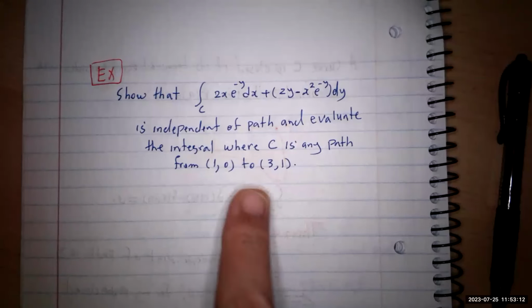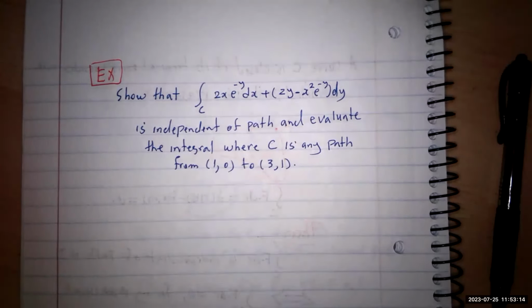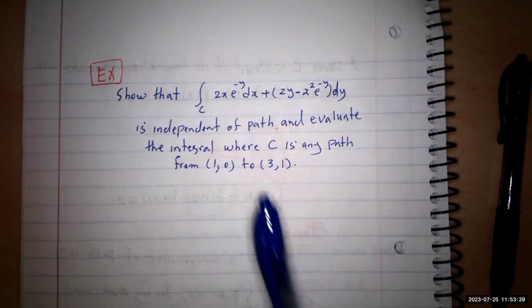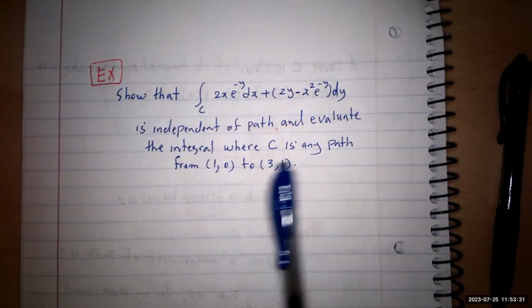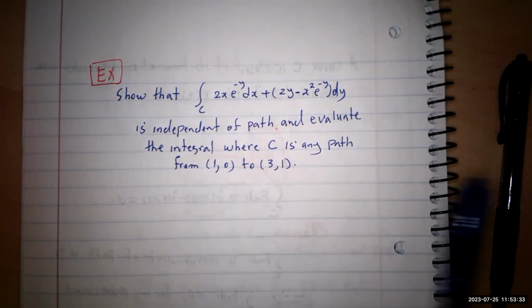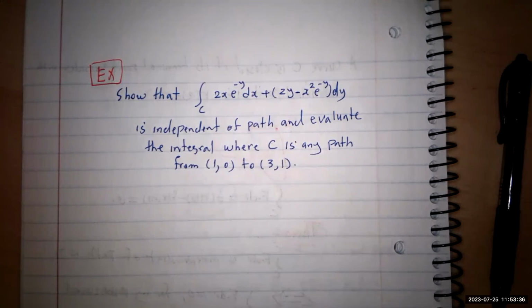But look at the curve. In the other problem, the equation of the curve was given to you. But in this problem, the curve is free, any curve you like, and you have no equation. You see, that's the difference between this problem and the other ones. They say where C is any path from (1, 0) to (3, 1). So you have to realize that since your force is conservative, it's independent of paths.